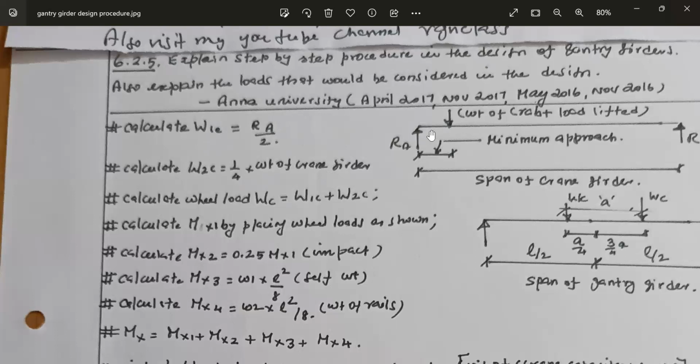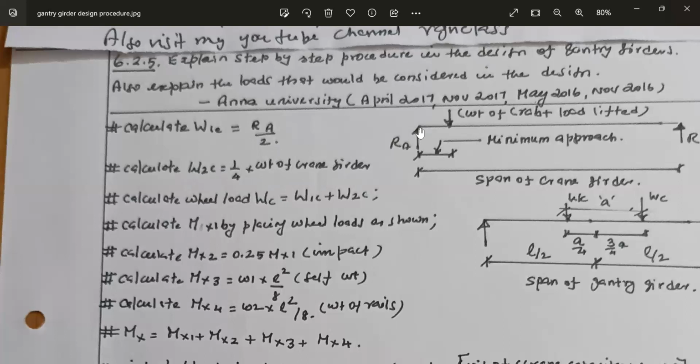Then what about the crane girder weight? This crane girder weight will be uniformly distributed. 50% of the load will go to the gantry girder on the left hand side, and 50% of the load will go to the other gantry girder on the right hand side. But this crane girder will have two wheels on the left hand side, and on the right hand side it will have two wheels. So 50% of the load is transferred to one gantry girder, that is half of the crane girder weight. Then again two wheels are there. We are calculating one wheel load, therefore it is 1 by 4 times the weight of the crane girder. And there are two wheels.